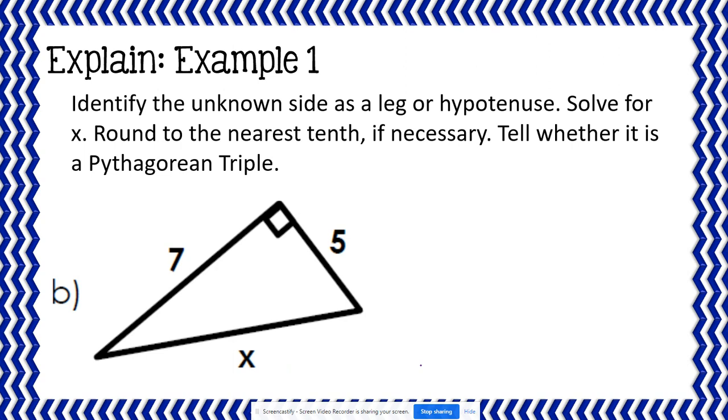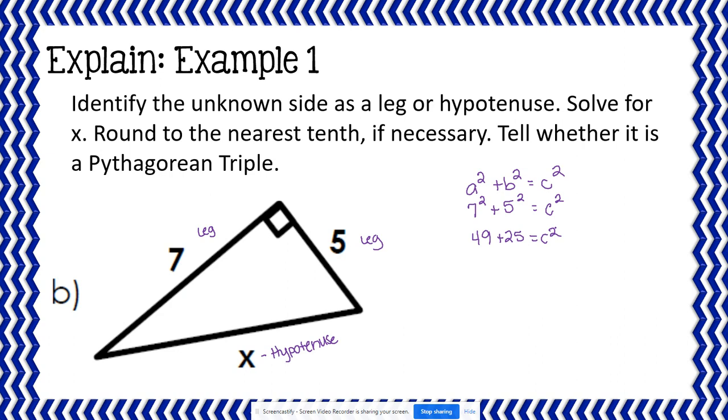For B, I see that I'm missing x, which is opposite of the right angle. Because it's opposite of the right angle, I know that I'm missing my hypotenuse, which means I'm given the 2 legs. I'm going to plug this into my formula, a squared plus b squared equals c squared. A and b are my legs, so I'm going to put 7 squared plus 5 squared equals c squared. 7 squared is 49, 5 squared is 25, and I have all of this equal to c squared.